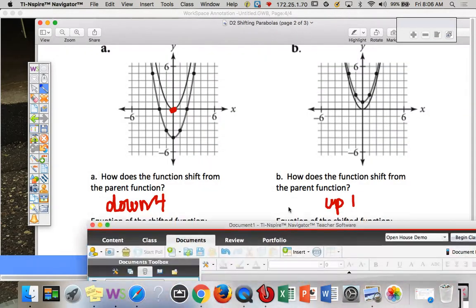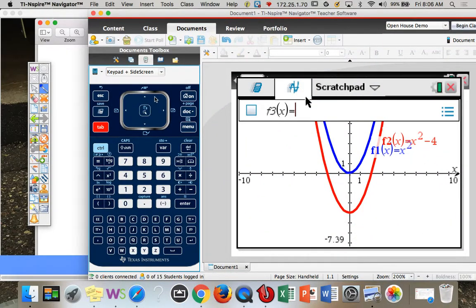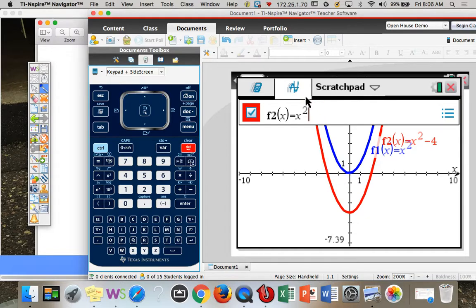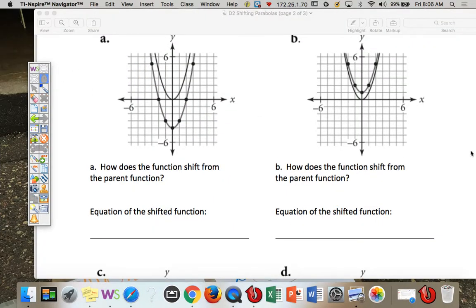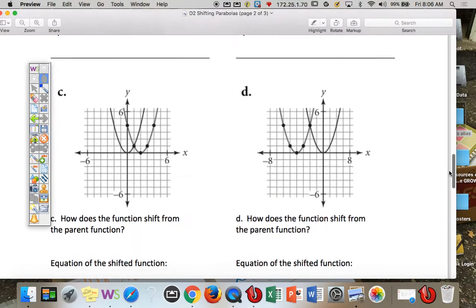Let's try the other one, x squared plus 1. Does that shift it up 1? I'll hit tab and go up and get rid of the minus 4 and do a plus 1. And you can see it does shift up 1. So use your graphing calculator to check your prediction. All right, there are 4 more.